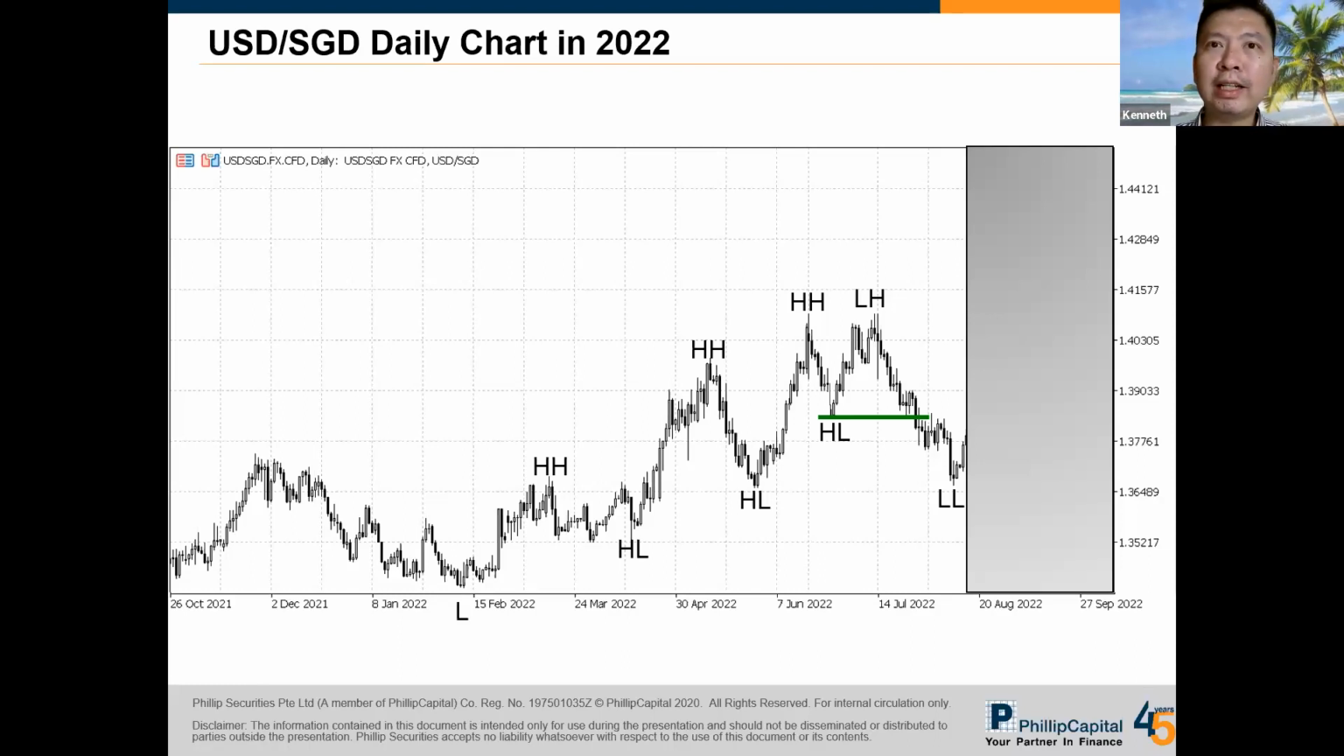Now, those who think that the dollar Sing will continue to go lower because it has broken from the uptrend, please type a down in the chat. Those who think that it will go higher, please type an up in the chat.